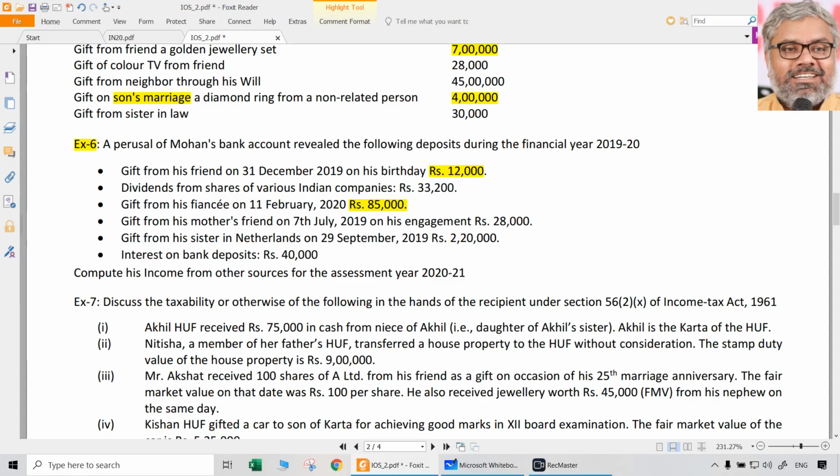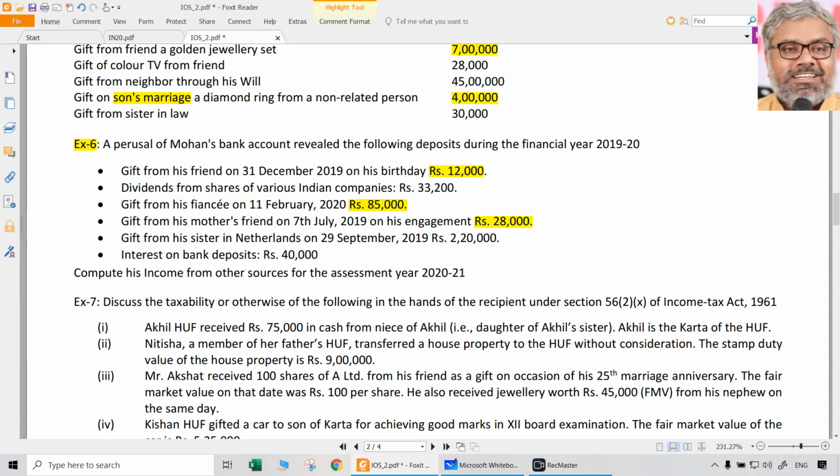Now that it is already 85,000, the gift from the friend also automatically becomes taxable. Already 50,000 is crossed, so 85,000 and 12,000 both are taxable. Now, gift from his mother's friend. Mother's friend is not a relative. On 7th July 2019, on his engagement, 28,000. Of course, taxable. Engagement is not marriage. Engagement is engagement only. So that is not marriage, hence it is taxable.